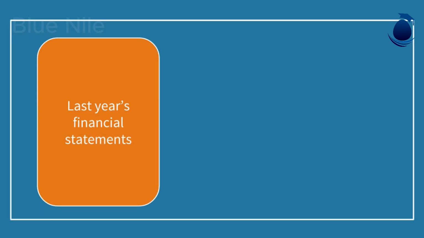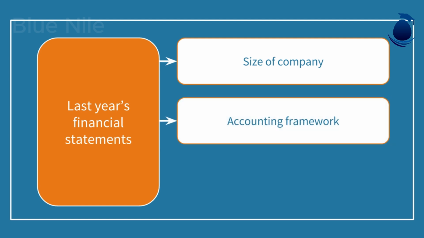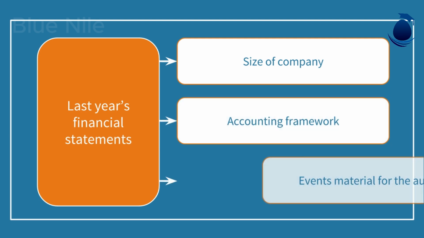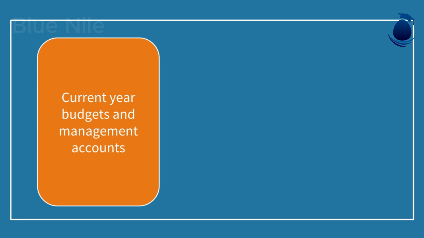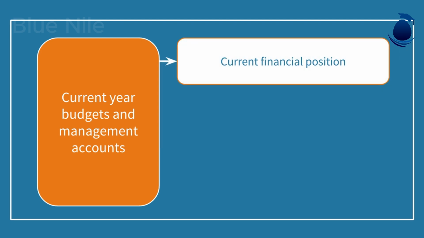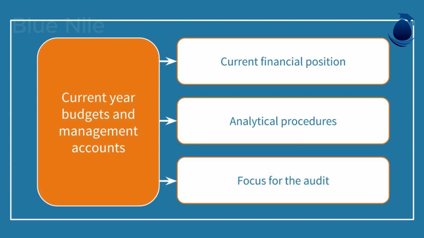Last year's financial statements. By reviewing last year's published financial statements, we can identify Sunflower Store's size, the accounting framework they've used, and by reading the disclosure notes, it will give us information on events that may have an impact on the current year. The current year's budgets and management accounts. This gives us the current financial information. It will help the auditor identify significant changes from the previous year, and they can use analytical procedures to identify areas where the auditor should focus, including potential audit risks.